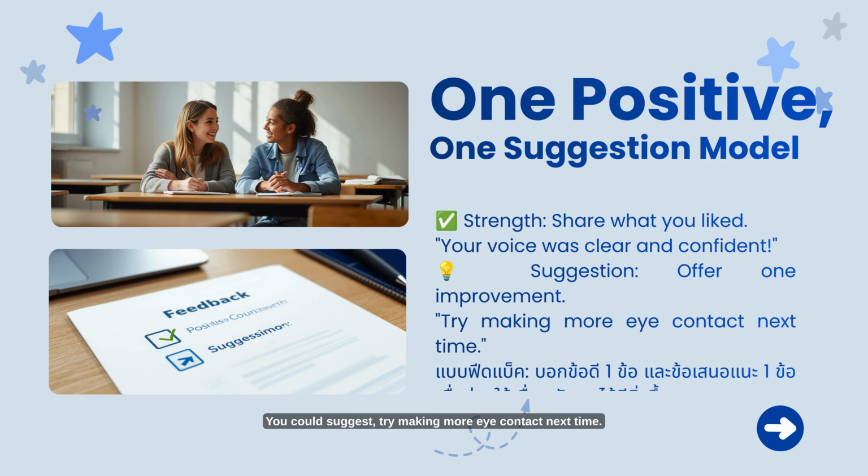You could suggest, "Try making more eye contact next time." This is specific and actionable, allowing your peer to know exactly what they can work on. Remember, the goal of feedback is to be helpful and kind, encouraging growth and improvement.